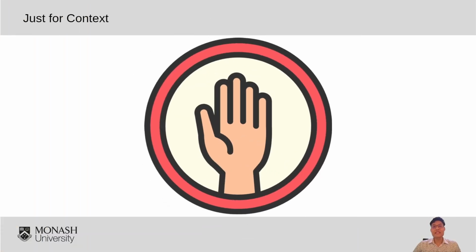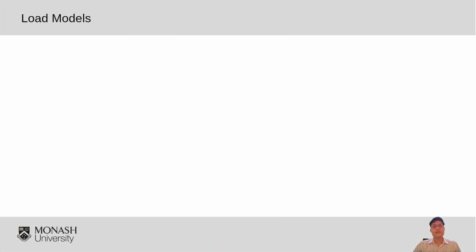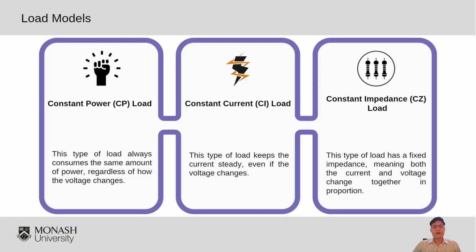impact the system. And before we dive into the results, let us quickly break down a few important concepts to help us understand how our test works. First, let us talk about the different load models. A constant power load always consumes the same amount of power, a constant current load always keeps the current steady, and a constant impedance load means both current and voltage change proportionally.